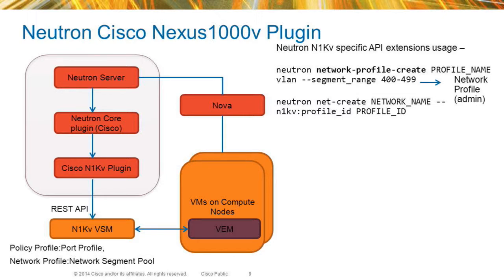The tenant will then be able to create a network using the network profile that has been defined by the administrator. So in the second line, you see I create a network with a network name and refer to the N1KV network profile ID. And this maps to the network segment pool within my VSM.